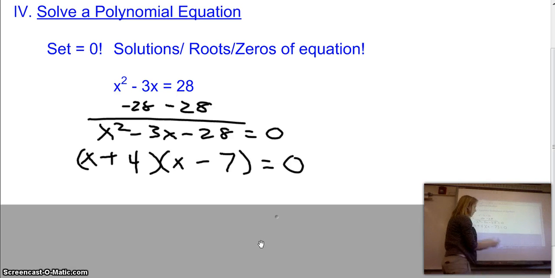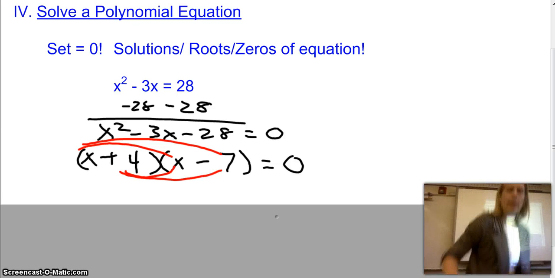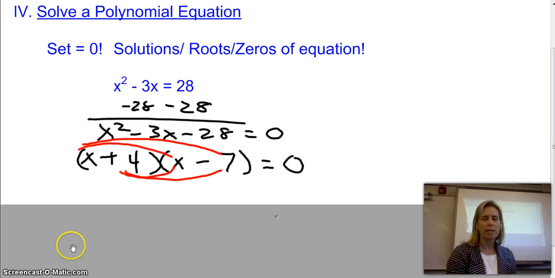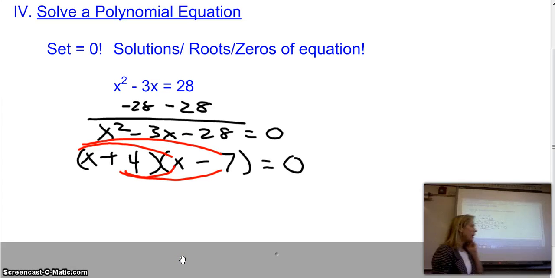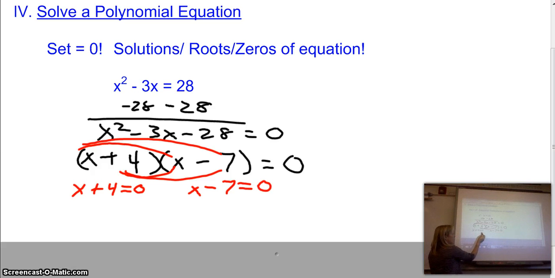When we FOIL this back, we see x squared minus 7x plus 4x minus 28, right? So we have the correct factors. Negative 7x plus 4x is negative 3x. Okay, so now that we know we factored this correctly, we're going to say what would make these factors equal to 0. So x plus 4 could equal 0, or x minus 7 could equal 0. So in this case, subtract 4 from each side and x equals negative 4, or add 7 to each side and x could equal 7.